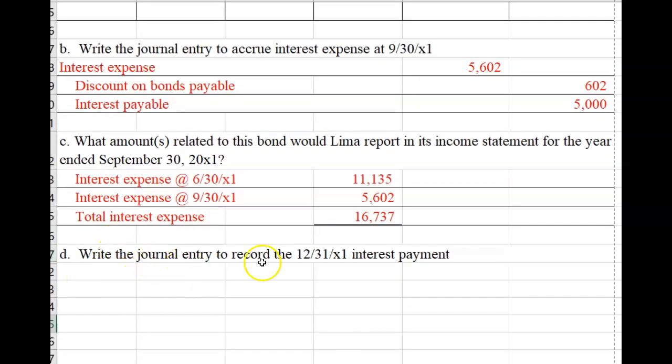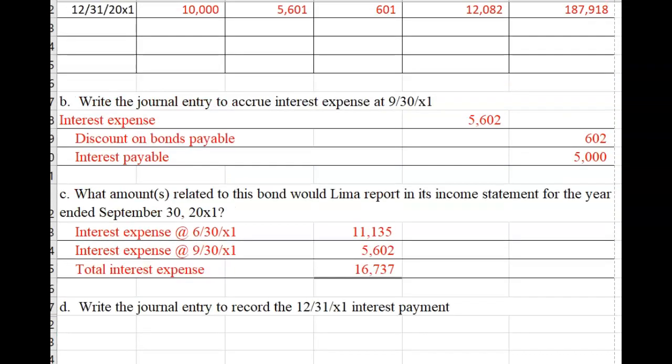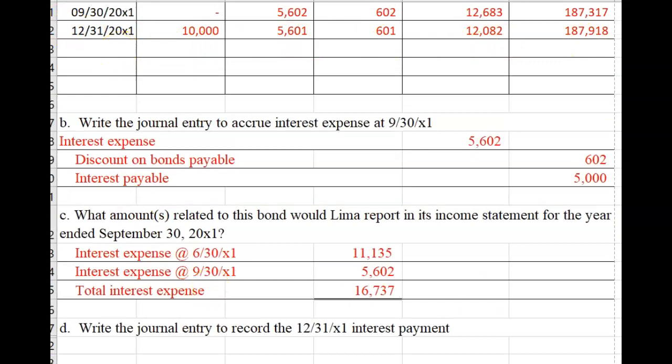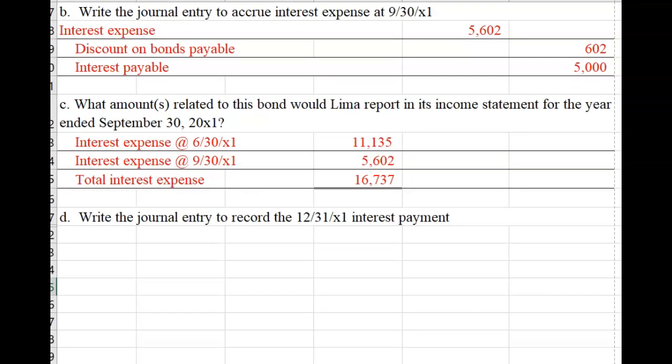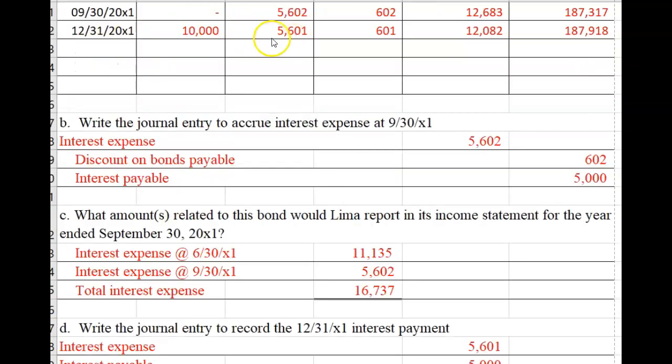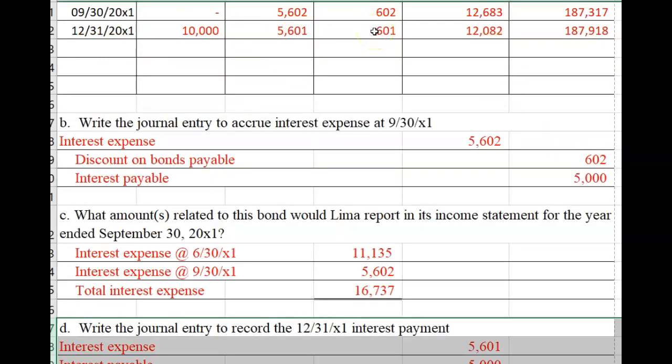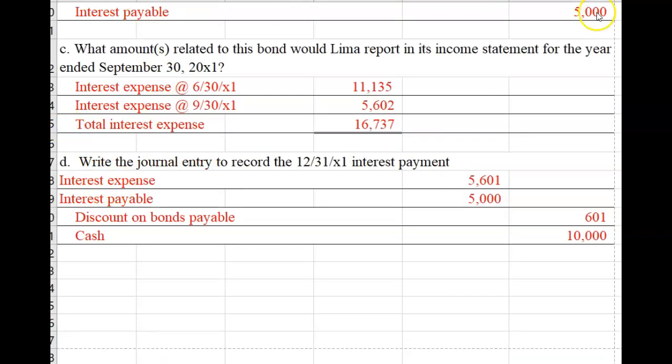Okay, now go ahead and write the journal entry to record the December 31st, X1 interest payment. When you finish, start the video again to check your work. We need to debit interest expense for 5601 and credit discount on bonds payable for 601. We also need to debit interest payable for $5,000 and credit cash $10,000. So the journal entry is debit interest expense 5601, debit interest payable $5,000, credit discount on bonds payable $601, and credit cash $10,000.